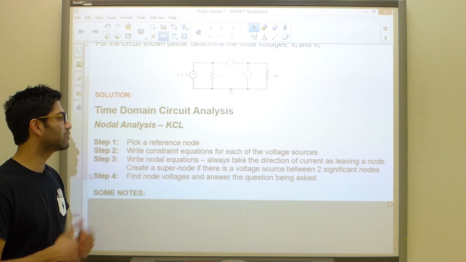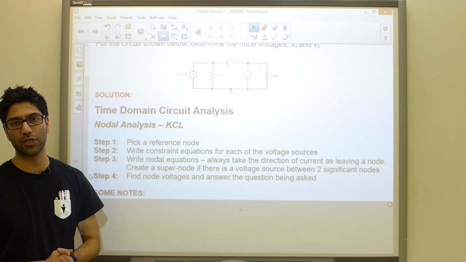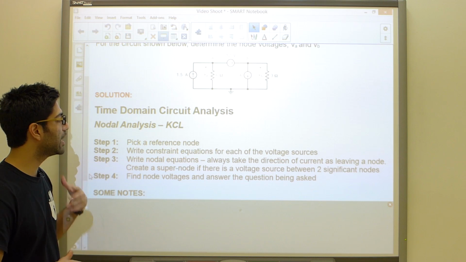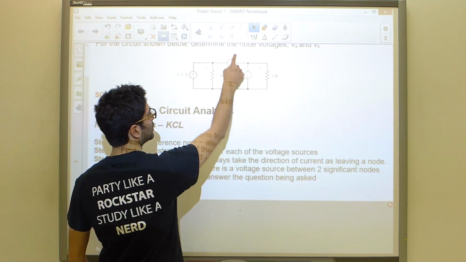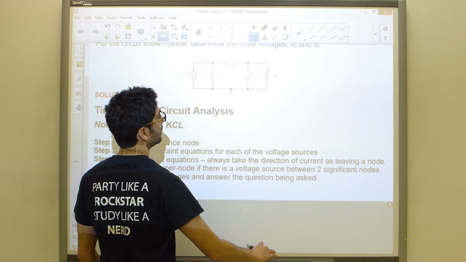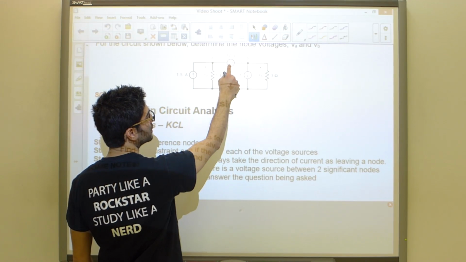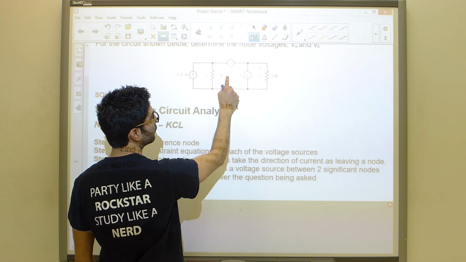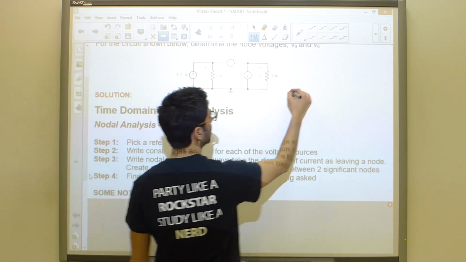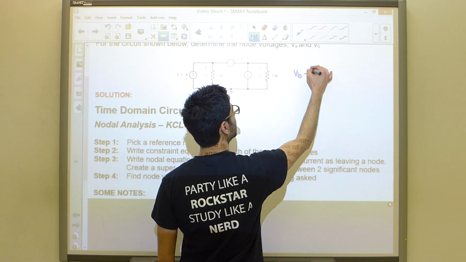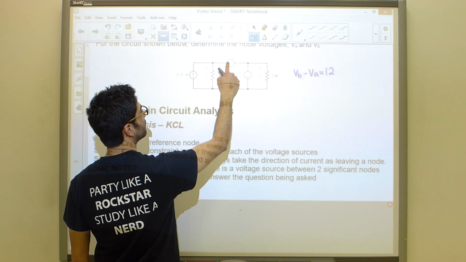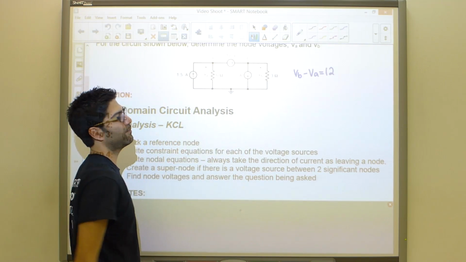The second step is going to be to write constraint equations for every voltage source present in your problem. In our case over here, we see a voltage source right there. We need to write down a constraint for it, and understand that this source is going to maintain a 12-volt difference between its negative and positive terminals. So essentially what we're saying here is that VB minus VA must be equal to 12. So VB will be 12 volts higher than whatever VA may be.